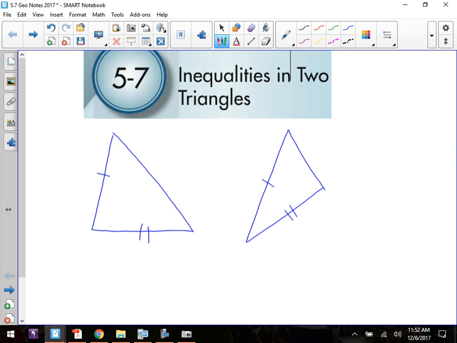Is that legal to happen? Wait, what? Is that legal to happen? Just to have two triangles where they have two side lengths that are the same? Yeah. You're right. Yeah. You okay there?